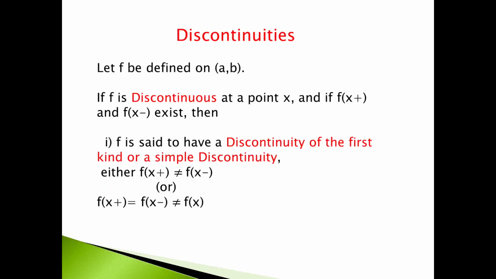Now let us see the second definition, discontinuities. Let f be defined on the open interval (a, b). If f is discontinuous at a point x, and if f of x plus and f of x minus exist, then the first case: f is said to have a discontinuity of the first kind, or a simple discontinuity, either f of x plus is not equal to f of x minus, or f of x plus is equal to f of x minus, which is not equal to f of x.